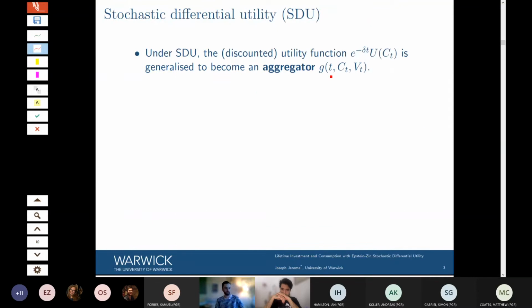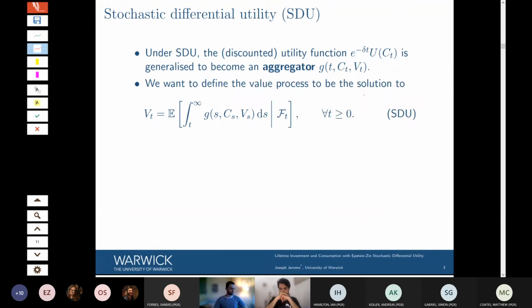So under stochastic differential utility, we're going to switch out this discounted utility function for something called an aggregator. This is now allowed to depend on t, C, and importantly, the value process at time t. So we want to define the value process to be the solution to this integral equation. Now it's allowed to depend on all of the values from time t onwards. So you can introduce nonlinearities.